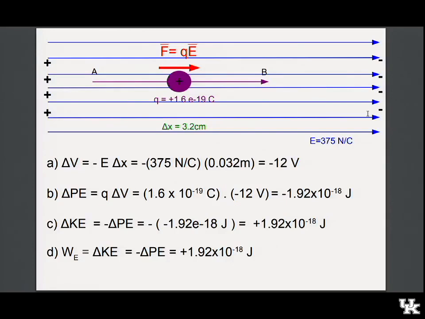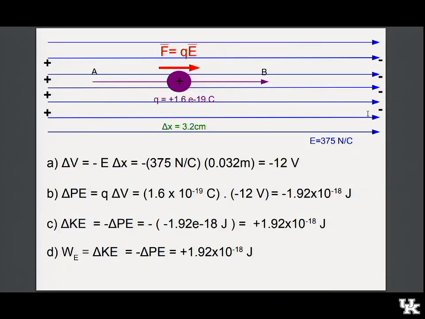I wanted to show that because that's an example of getting the potential change from the field, rather than what we previously did, which was getting the field from the slope of the potential. You can go both ways between those two things. Now that change in potential, that delta V, has nothing to do with the proton. Whether the proton's there or not, that's the difference in potential between A and B.